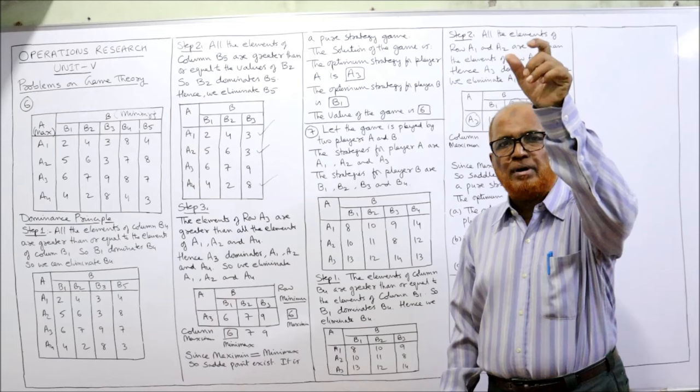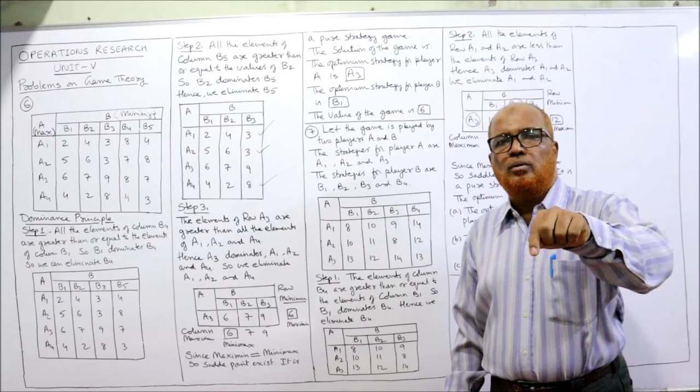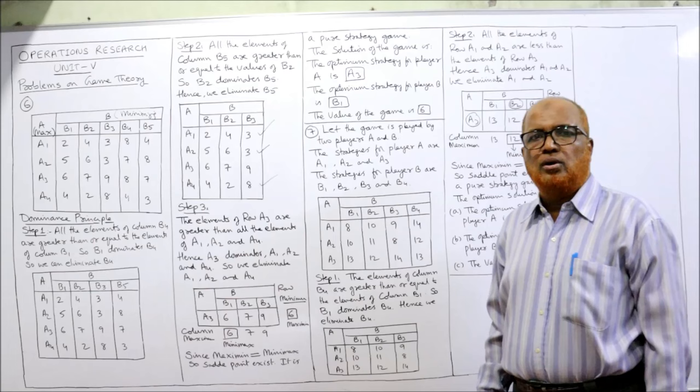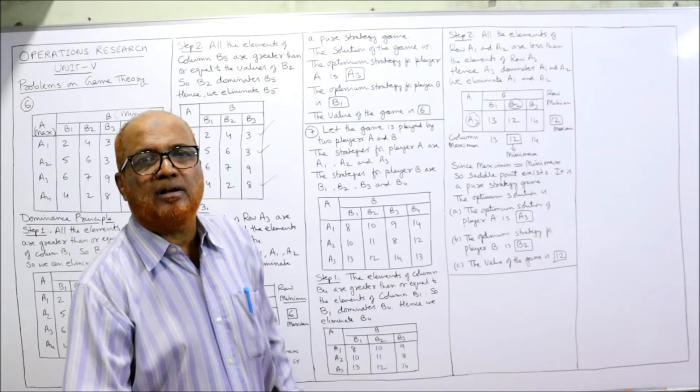Maximizing player will keep maximum row and eliminate the minimum. Whereas minimizing player, columns, he will keep the minimum and eliminate the maximum. That principle is called dominance property. Now, one more problem on this dominance, then the concept will be clear.